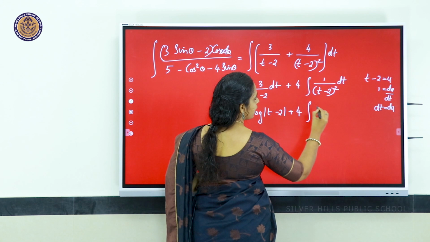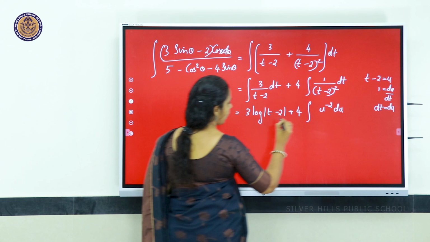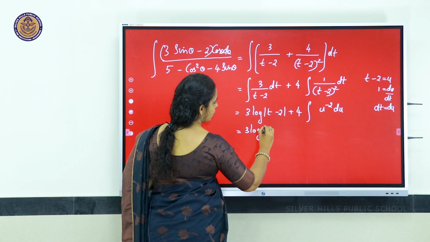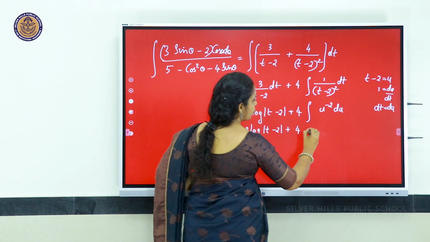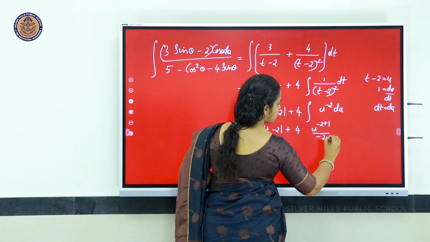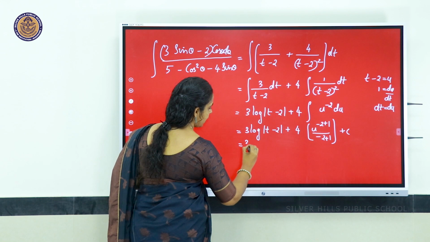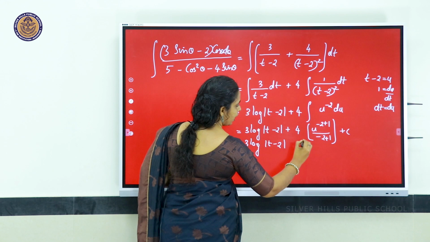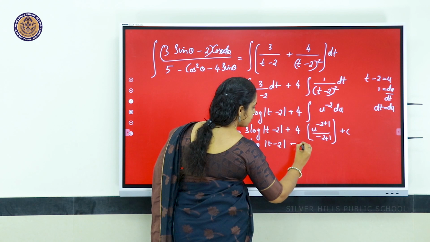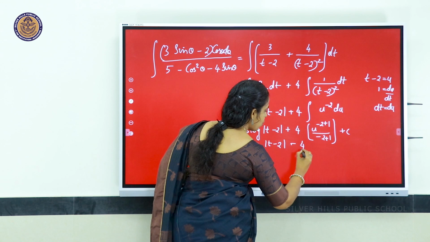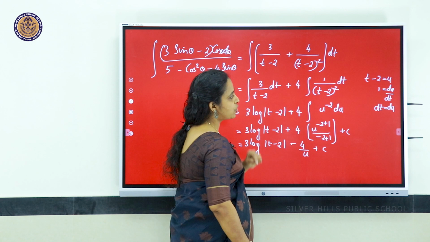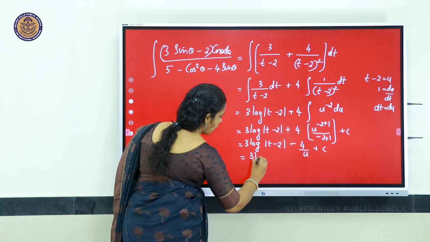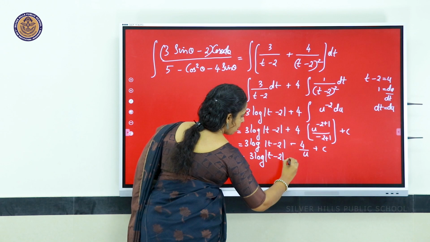4 into integral u raised to minus 2 du, which will be equal to 3 log (t minus 2) plus 4 into u raised to minus 2 plus 1 by minus 2 plus 1, plus c, equal to 3 log (t minus 2). Then comes here minus 2 plus 1, minus 1. So, minus 4 u raised to minus 2 plus 1 is 1 by u. So, 4 divided by u plus c. Now, what was u? t minus 2. Equal to 3 log (t minus 2) minus 4 divided by, instead of u, (t minus 2).